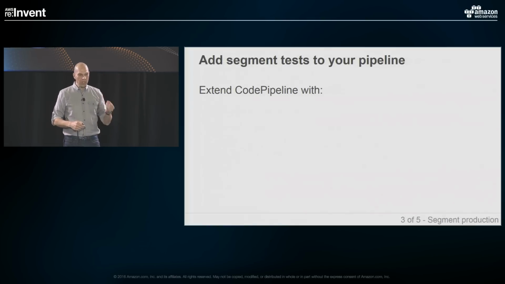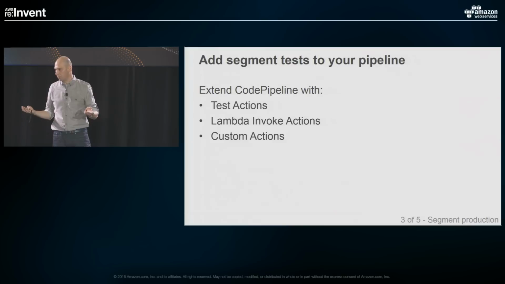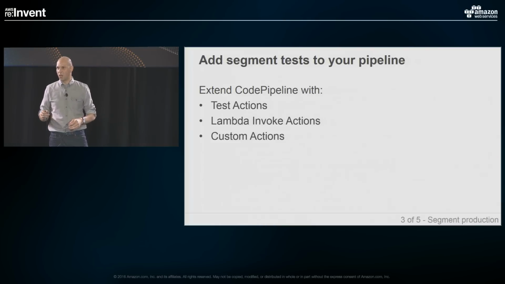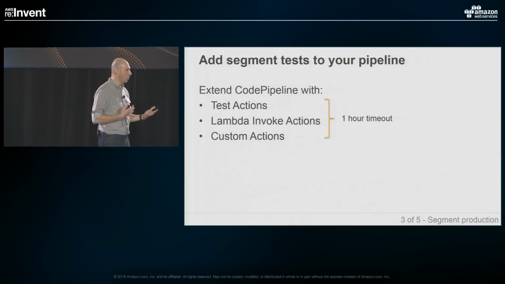So we're going to need to build some post-deployment tests and add them into our pipeline. And we could write tests as a test action or a Lambda invoke action or a custom action in CodePipeline. The nice part about using these test types is that they're very easy to write, but they have a limitation, and that is that they can only run for a maximum of 1 hour. And some of our post-deployment tests are going to take a lot longer than 1 hour.